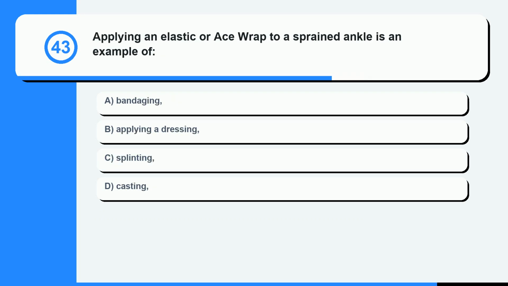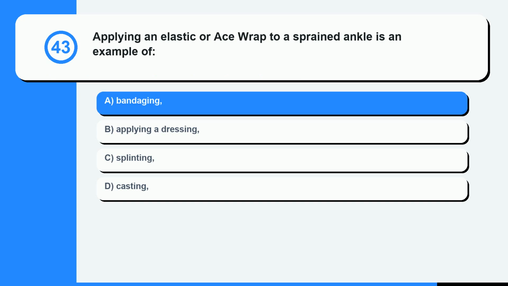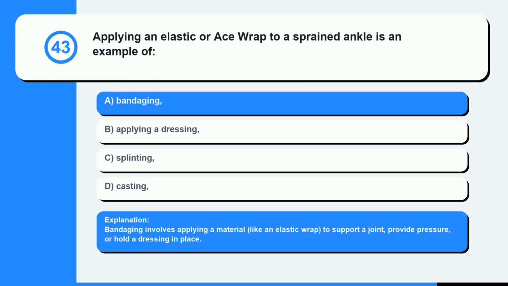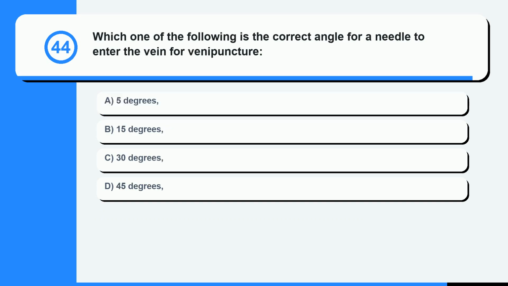Question 41. Using sterile instruments to perform a breast biopsy is an example of A. Surgical asepsis. B. Sterilization. C. Medical asepsis. Or D. Personal protective equipment. The correct answer is A. Surgical asepsis. Surgical asepsis, or sterile technique, involves the use of sterile instruments and practices to keep an area completely free from all microorganisms.